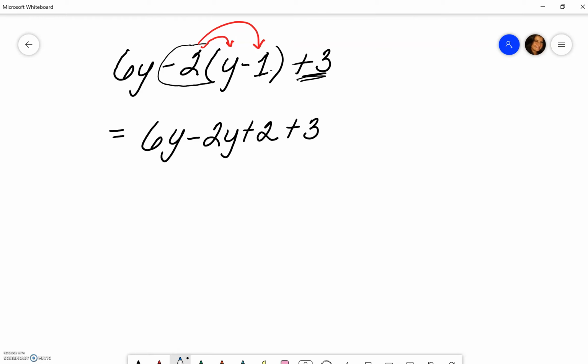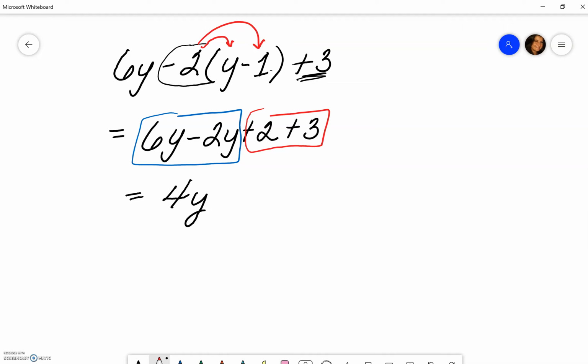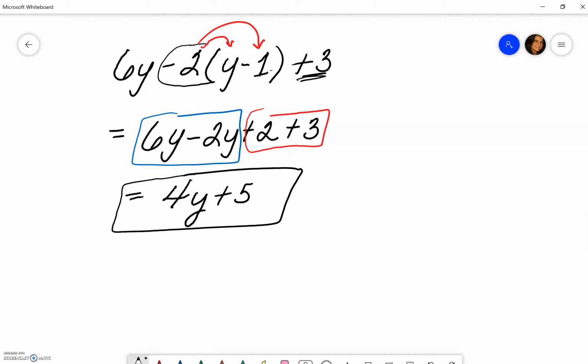Now I'm going to go ahead, since I have nothing but adding and subtracting, I'm going to see what I can combine, which I can see these two, they both have the variable y. So I just subtract those and I end up with 4y. And then the remaining stuff here, that just gives me a value of +5. And I can't take it any further because both of them do not have the same variable.